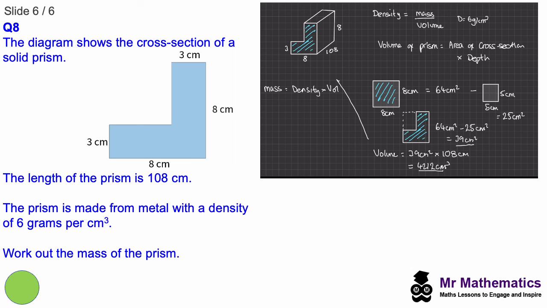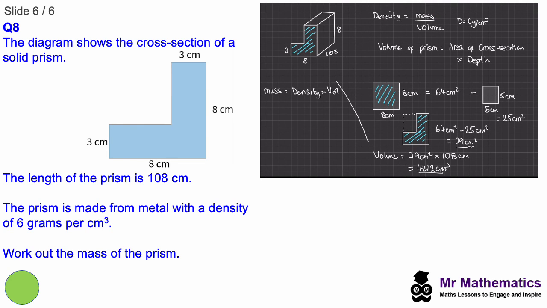So what we've done is we've rearranged this formula here to make the mass the subject. So the mass will be the density of 6 grams per centimetre cubed multiplied by the volume of 4,212 centimetres cubed, which gives us a total mass of 25,272 grams or 25.272 kilograms. Okay?